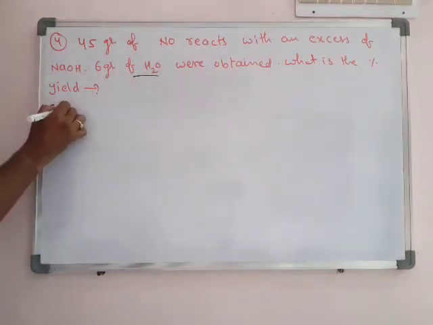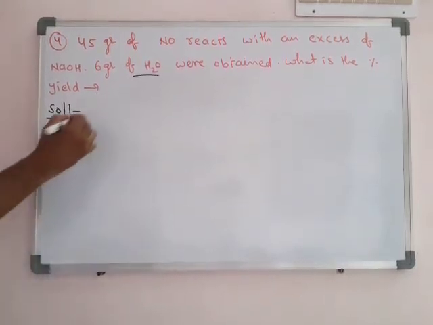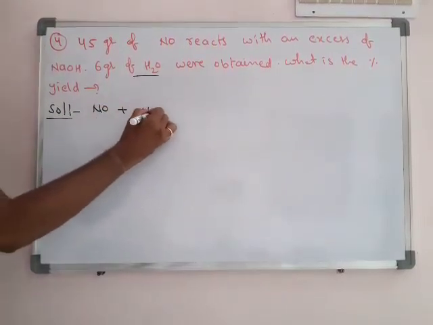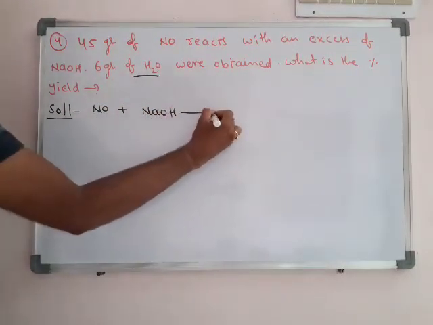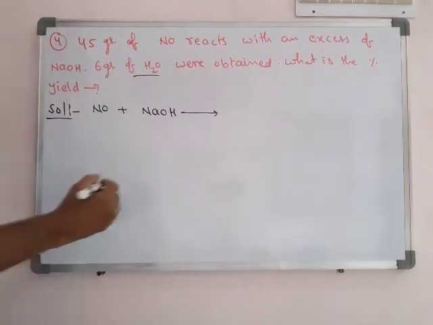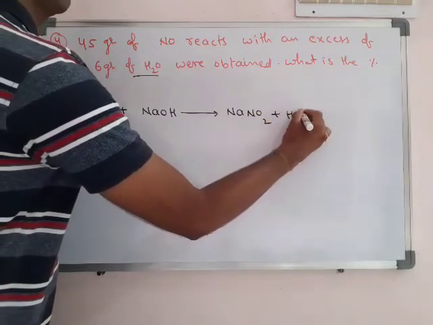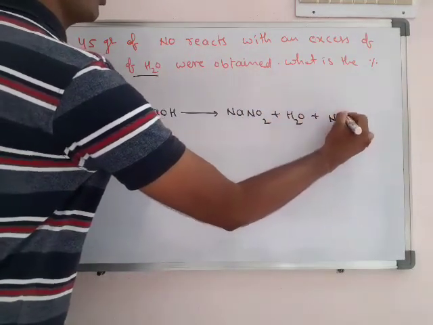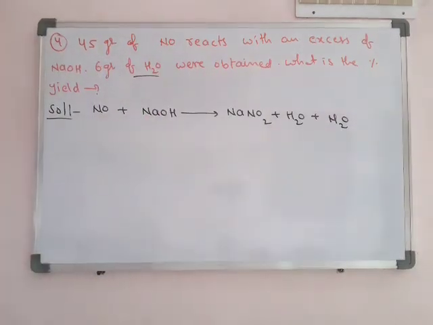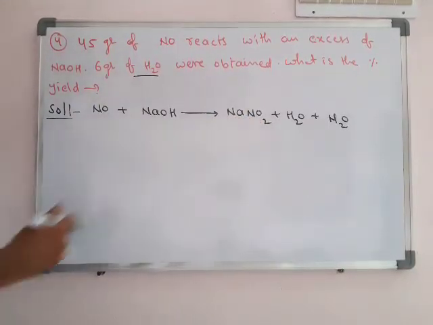So first, it is important that we know about the reaction. The reaction is when nitric oxide reacts with sodium hydroxide, there is a formation of sodium nitrite and water, and nitrous oxide. So first balance the equation. Two sodiums, two nitrogens. Here three nitrogens are given. Total made it 4.